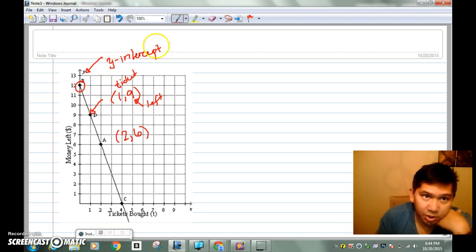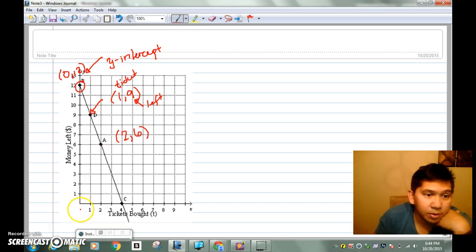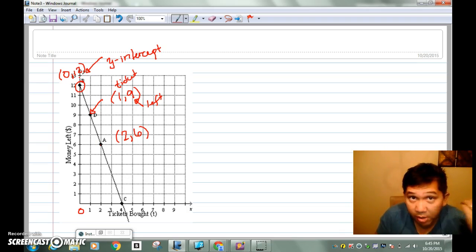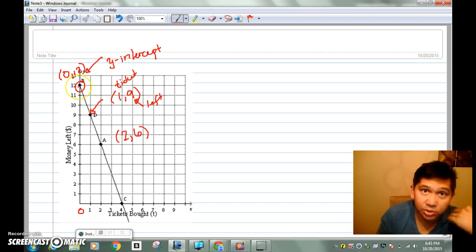Now, because we know the y-intercept, let's talk about what that means. We can identify what that means by writing another ordered pair. How do I write this? That means (0, 12). What does this mean right now? How many tickets did we buy at this point? If you said that we bought no tickets, how much money do we have left? That means we are left with $12, because we did not buy any ticket. Period. So that's what the y-intercept means. It is our starting point. We started out with $12. That's what our y-intercept means, our starting point.